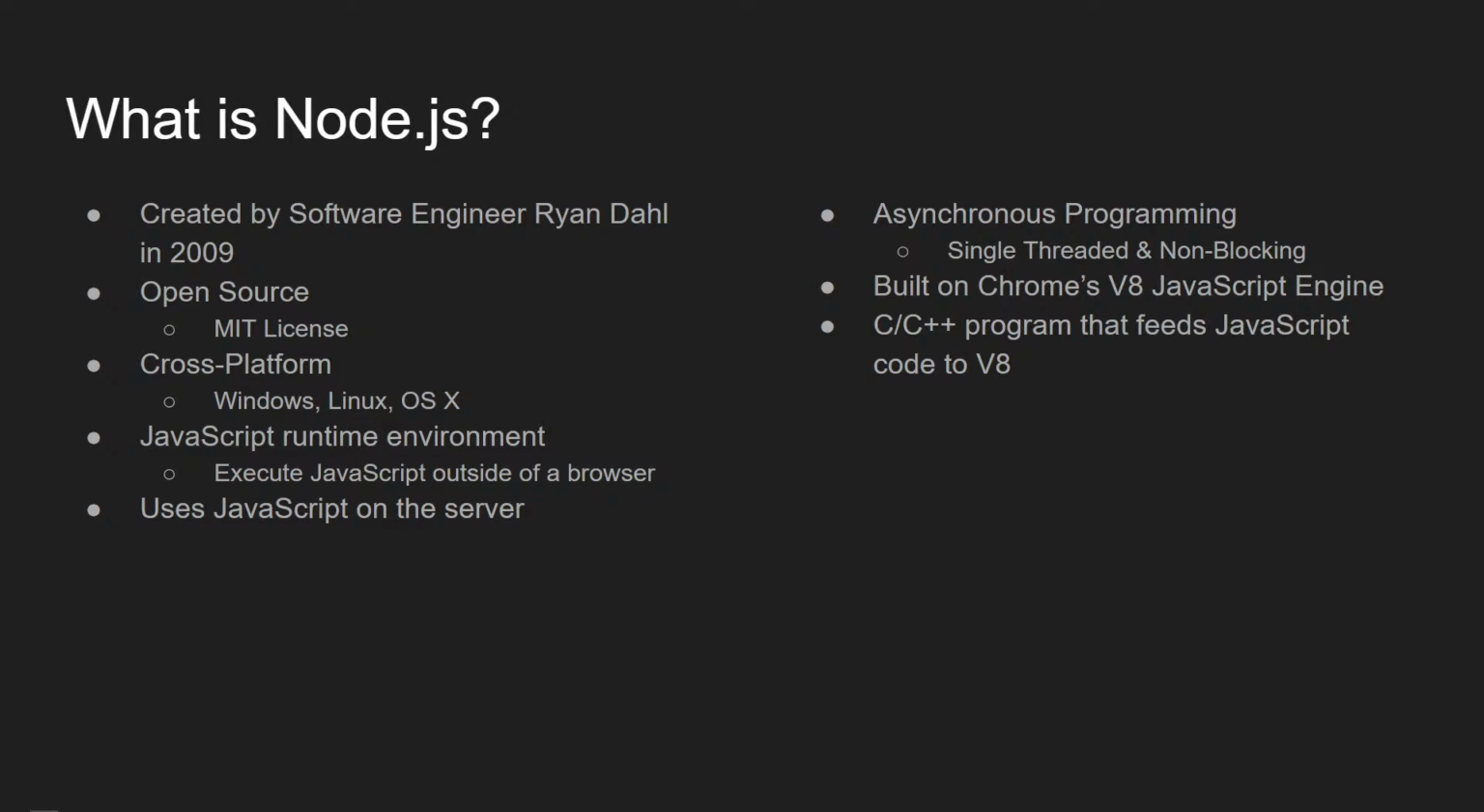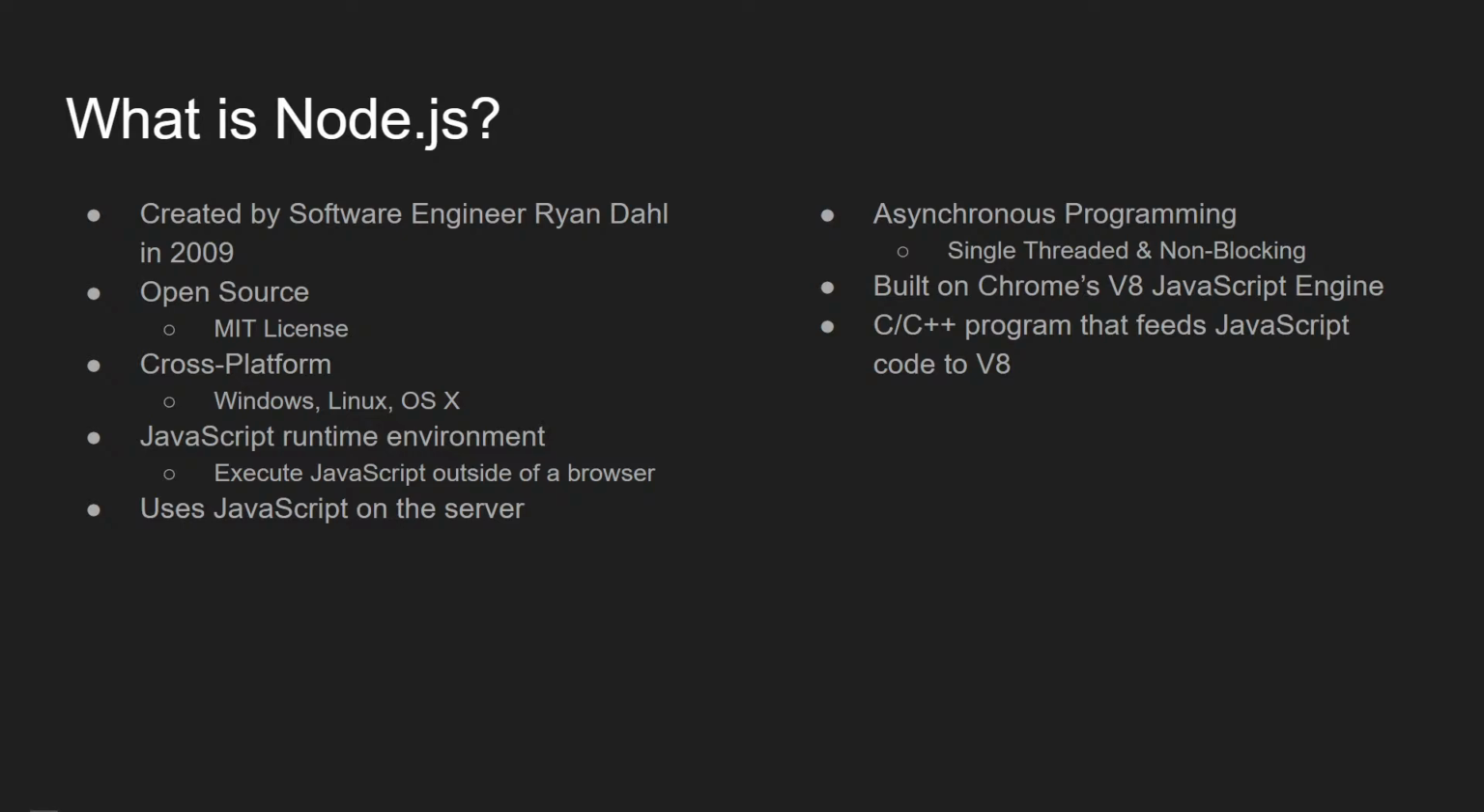This allows us to use JavaScript on the server, not just in the browser. And this allows us to do asynchronous programming, where we have a single-threaded and non-blocking model. We'll talk more about what that means. This is all built on top of Chrome's V8 JavaScript engine. Firefox has something called SpiderMonkey, that's their JavaScript engine. Internet Explorer is Chakra, I believe. Edge is Chrome V8, and obviously Chrome is V8.